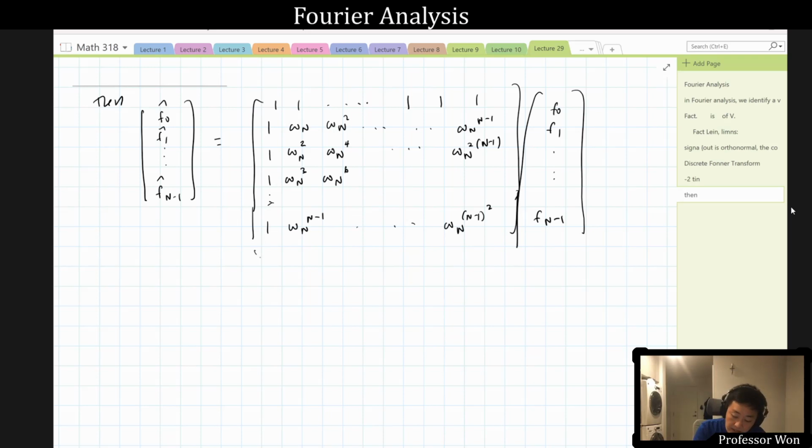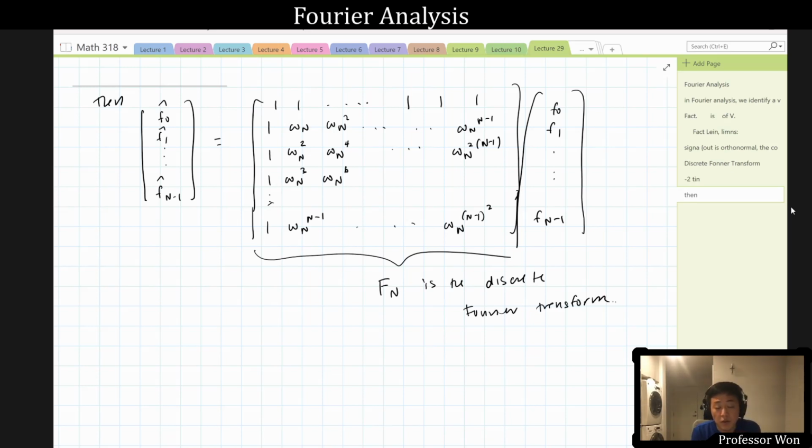Okay, so this matrix, called Fn, is called the discrete Fourier transform. So if you have a bunch of data points, then you can easily get the coefficients on this Fourier basis to give you a function which approximates something that would fit those data points. That's the idea.